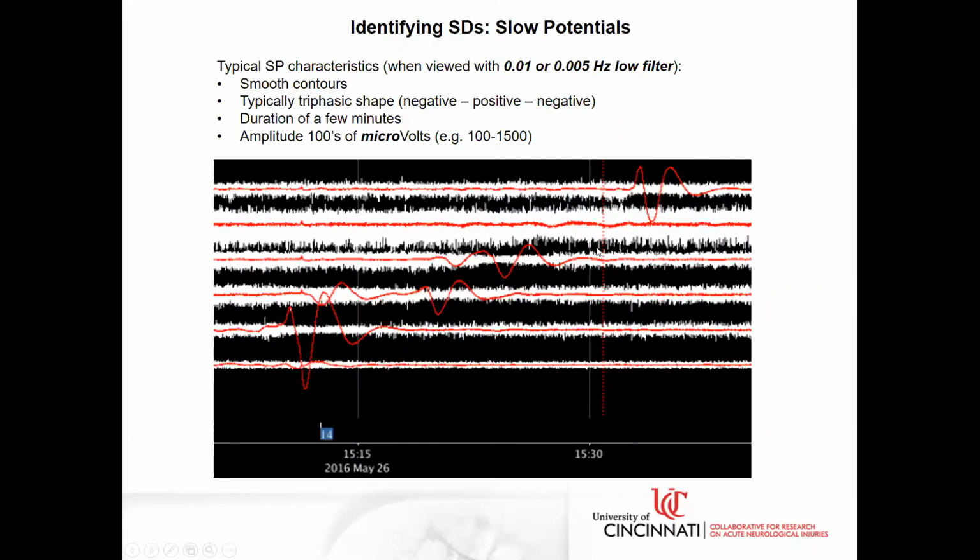And this is in contrast to very sharply contoured slow potentials that are almost always the result of artifact. So the smoothness can distinguish those, as well as the time delay and sequence, because artifacts are almost always occurring simultaneously across channels rather than having this sequential occurrence. And the amplitude here would be in the range of a few hundred microvolts to 1 or 2 millivolts. Important. So these are the characteristics when using the 0.01 or 0.005 high pass or low end filter.